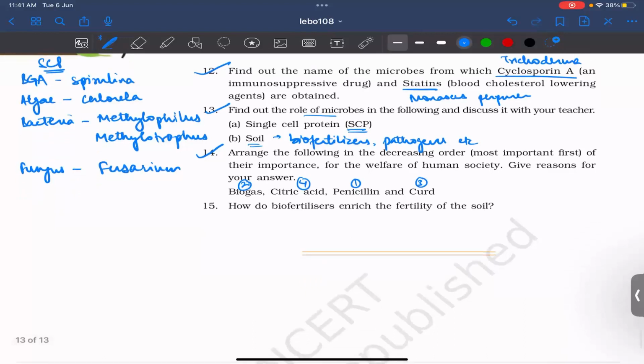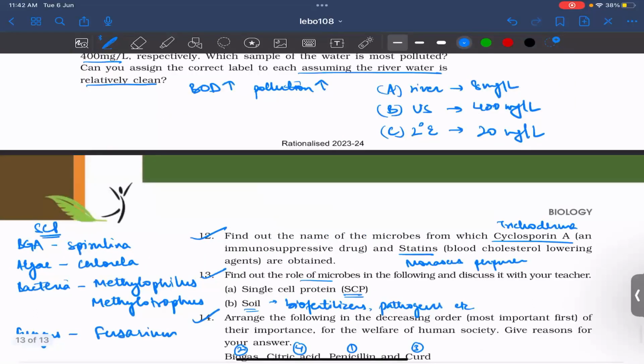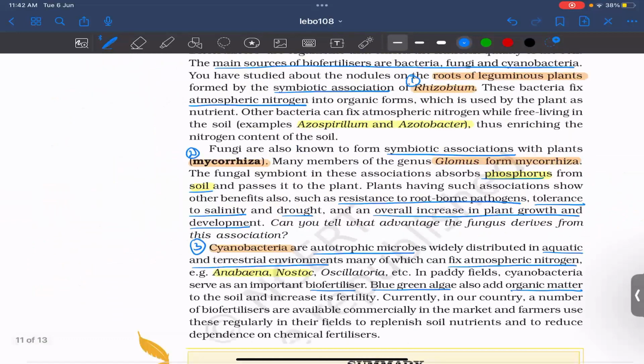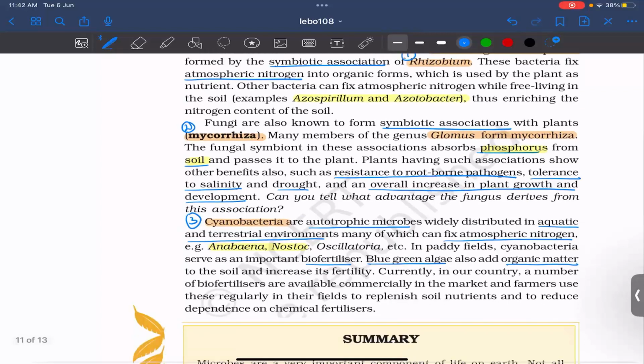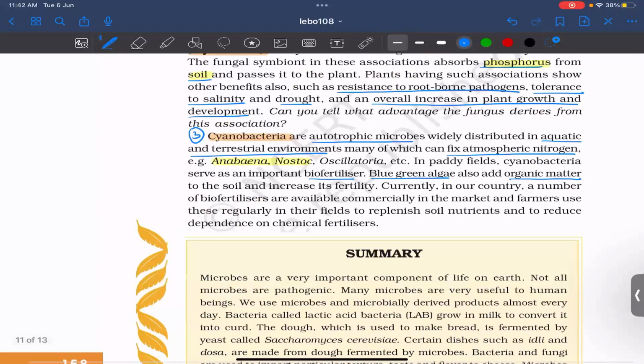Then how do biofertilizers enrich soil? For example, the nitrogen and the phosphorus, rhizobium and blue-green algae. And then for phosphorus, we have Glomus, as we discussed here, or mycorrhiza. The rhizobium, they fix the atmospheric nitrogen. Mycorrhiza, they fix phosphorus, and cyanobacterium, they also fix nitrogen from the atmosphere.